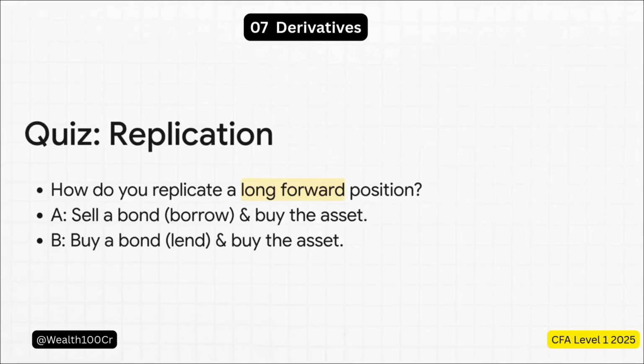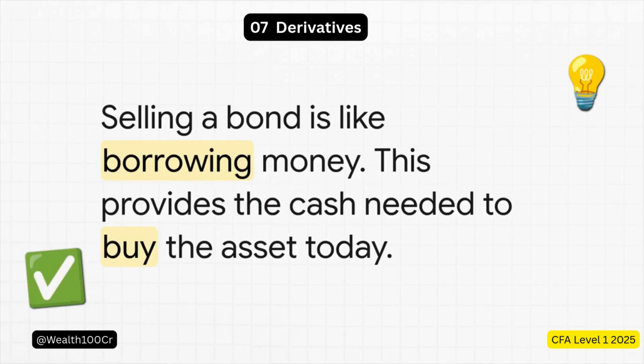All right, question number 1. Let's read it slowly. Which of these correctly describes how to make that photocopy of an agreement to buy something in the future? Do we need to borrow money by selling a bond, or do we need to lend money by buying one? Think carefully. The answer is A. Very good, well done. To buy the asset today, you need cash, and selling a bond is just a way of borrowing that cash. See? You understand it perfectly.